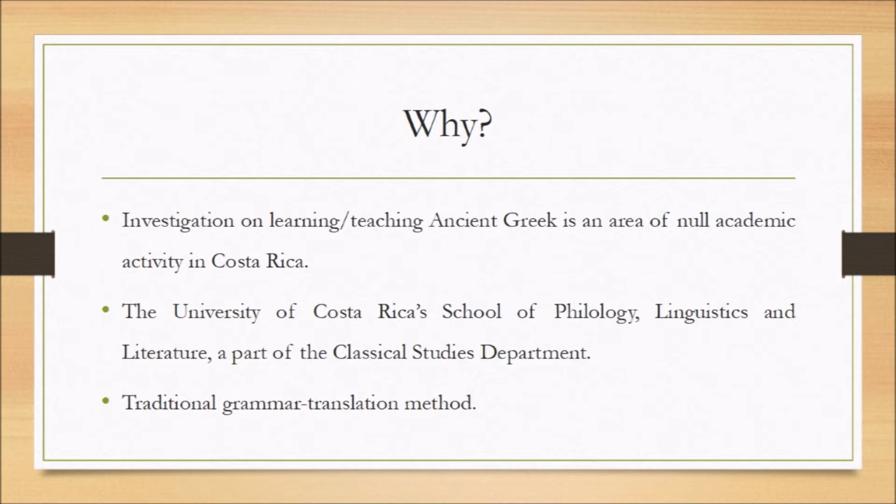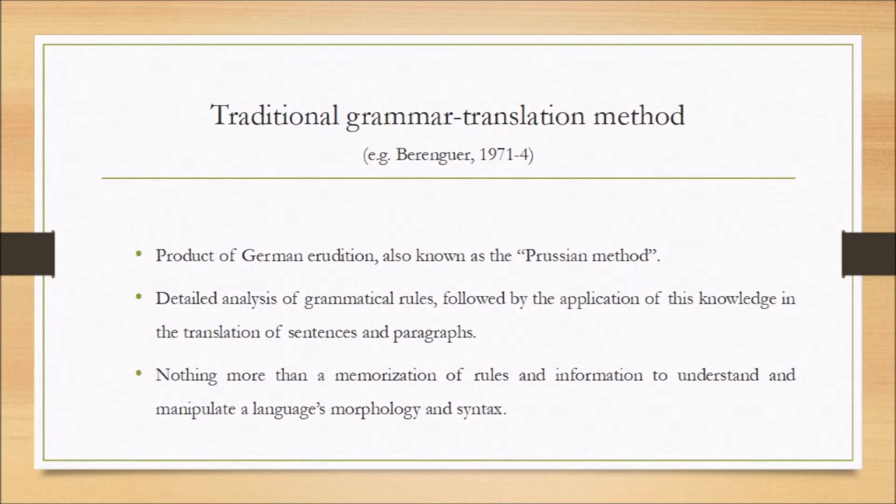Investigation on learning or teaching of ancient Greek is an area of null academic activity in Costa Rica. The chief educational institution offering ancient Greek in Costa Rica is the University of Costa Rica's School of Philology, Linguistics and Literature. The ruling method used in this institution, with foreseeable variations across courses or professors, is the traditional grammar translation method. The traditional grammar translation method is a product of German erudition that spread through Europe in the 19th century and eventually the USA, and was also known as the Prussian method.